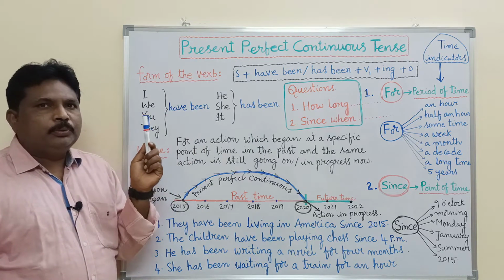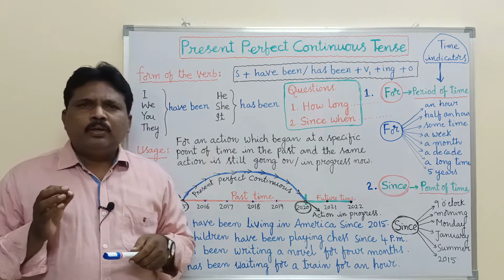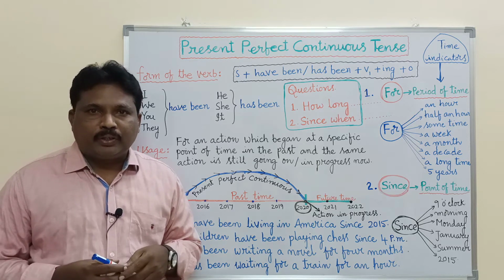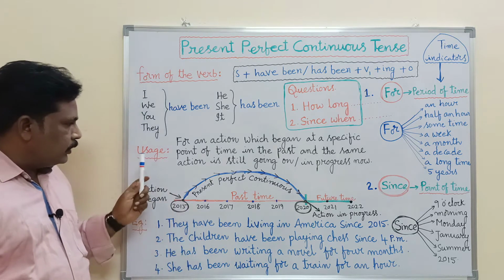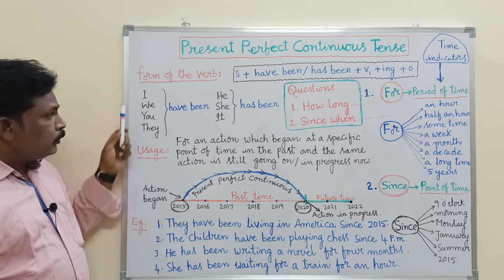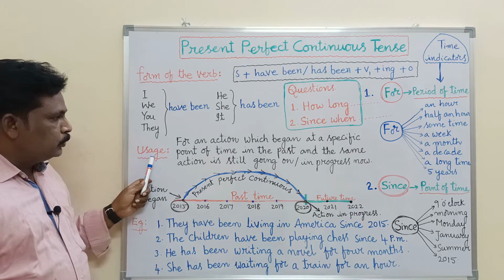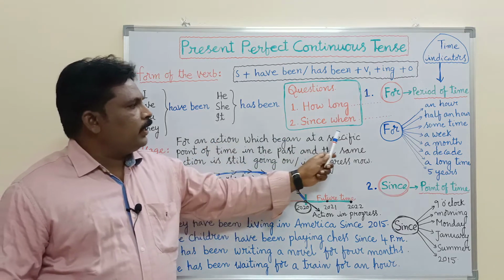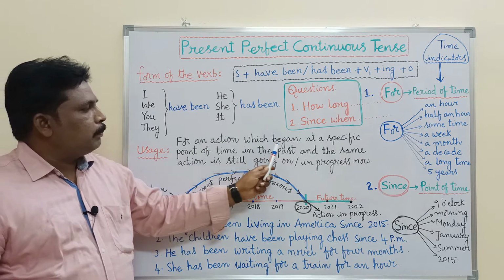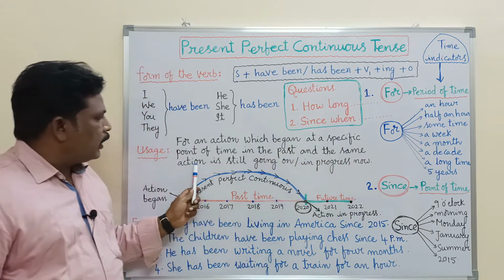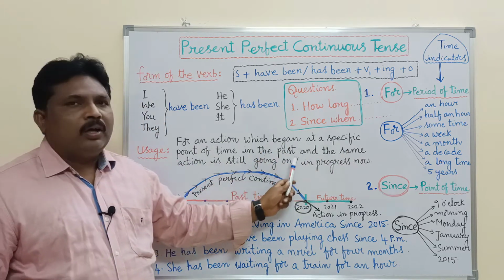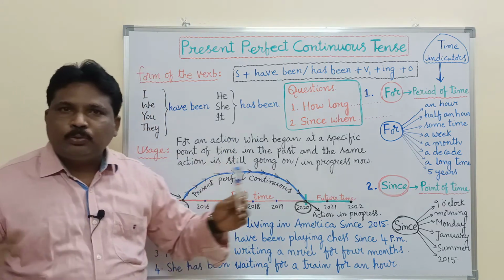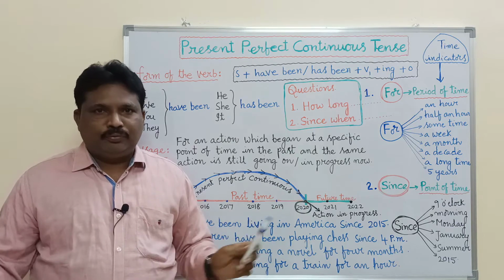Okay, next coming to usage. This is the most important usage of present perfect continuous tense. Look at this usage. Present perfect continuous tense is used to express an action which began at a specific point of time in the past and the same action is still going on or in progress now. So this usage seems to be too long, but do not get confused here.